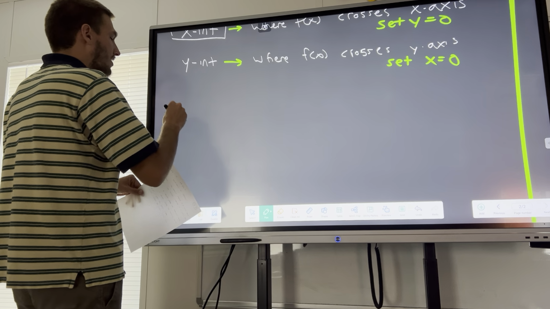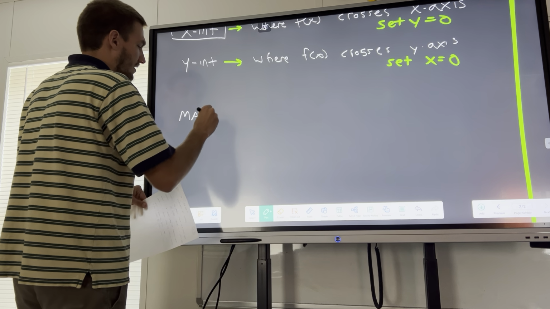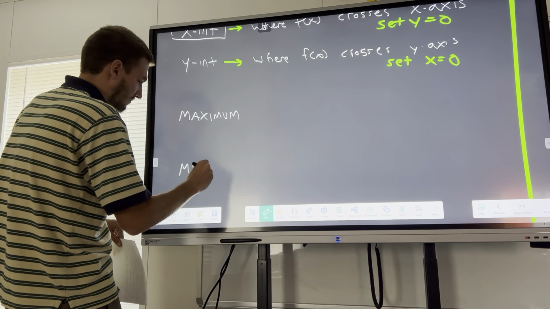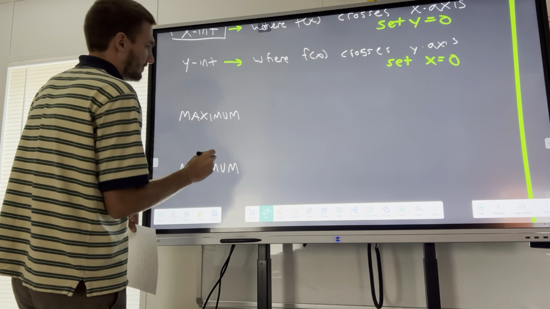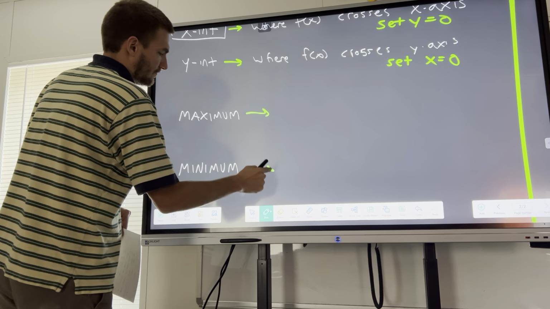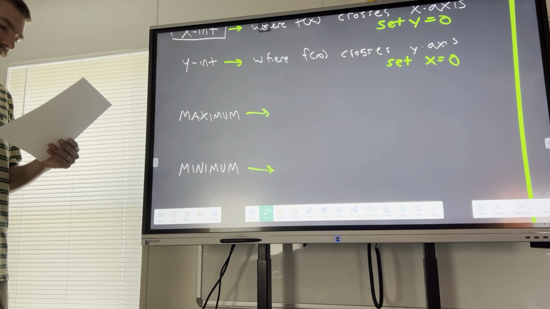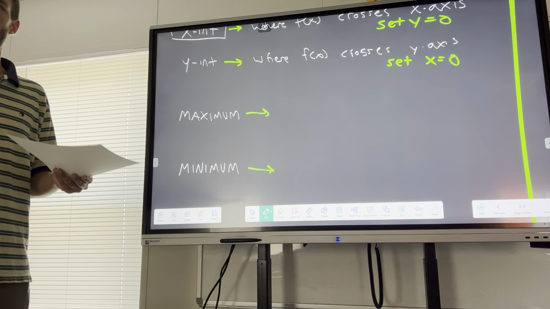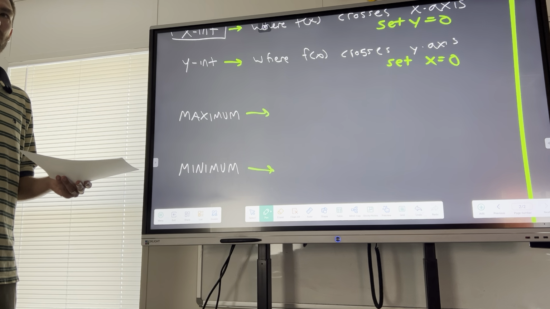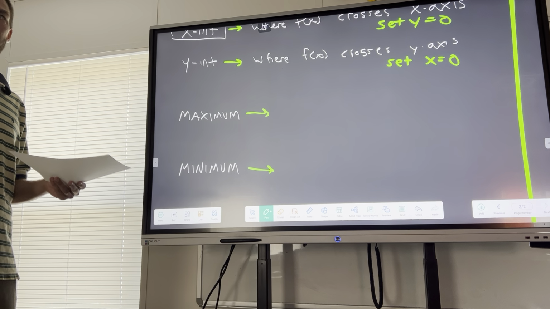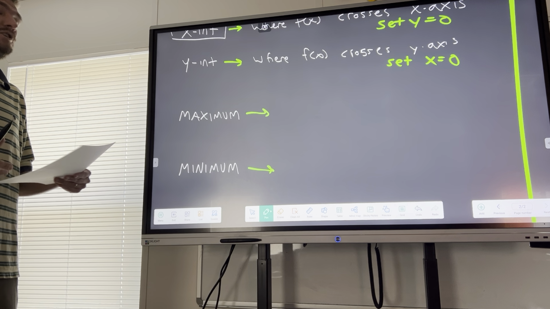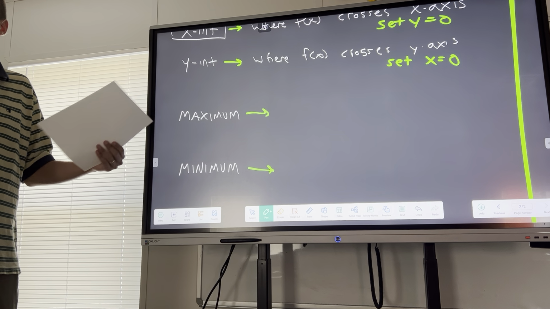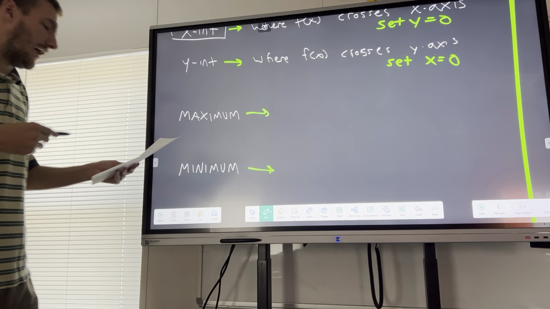We have maximums and minimums. What is a maximum? Highest point. Yeah, I mean, you can keep it pretty simple, and you can say the highest point. Maybe that's a little too simple, but it's generally right. If you go with the highest point, you're pretty much gonna get it right.